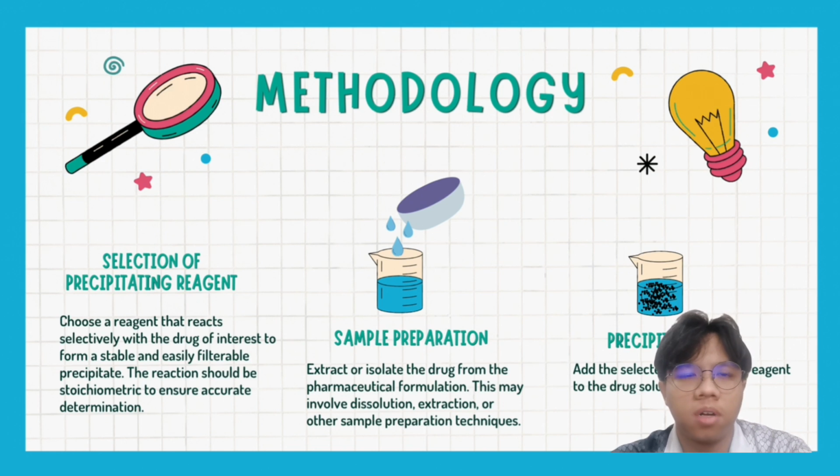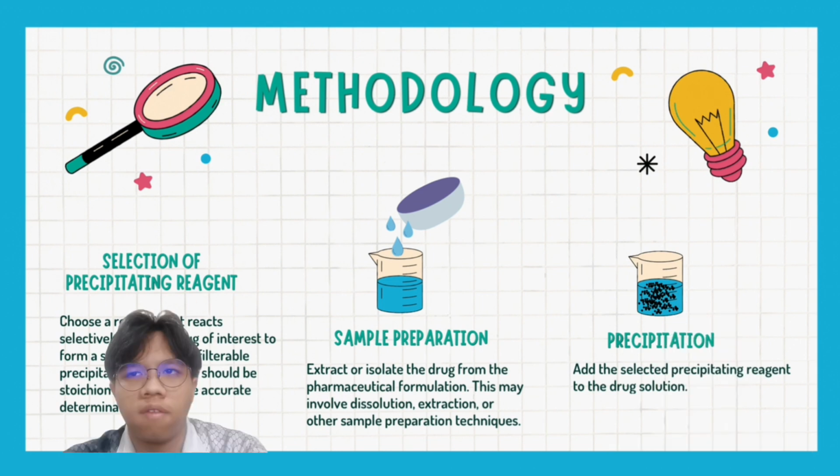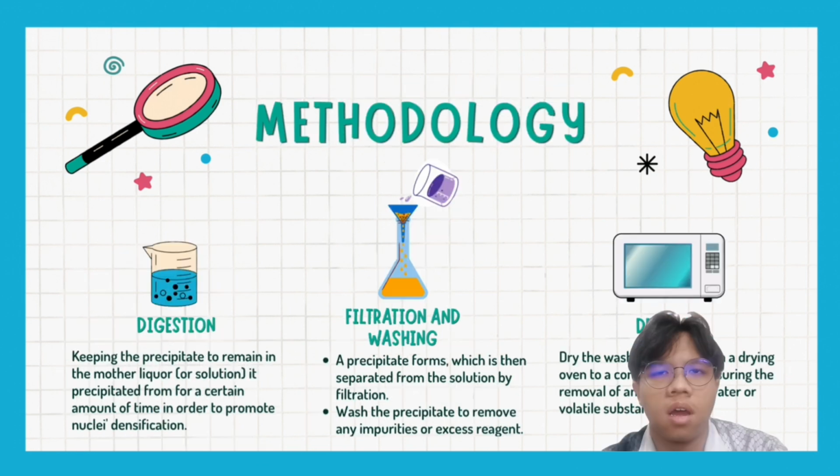Next is sample preparation. Extract or isolate the drug from the pharmaceutical formulation. This may involve dissolution, extraction, or other sample preparation techniques. After that is precipitation. Add the selected precipitating reagent to the drug solution. After that, digestion. Keep the precipitate in the mother liquor, or the solution it precipitated from, for a certain amount of time in order to promote nucleation.